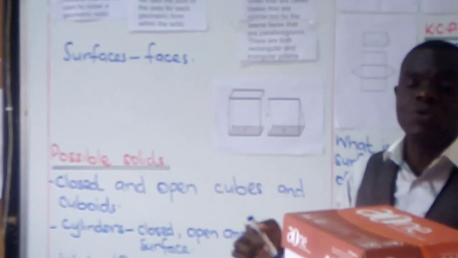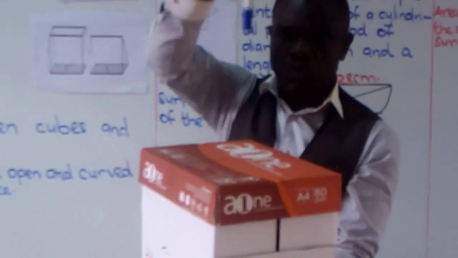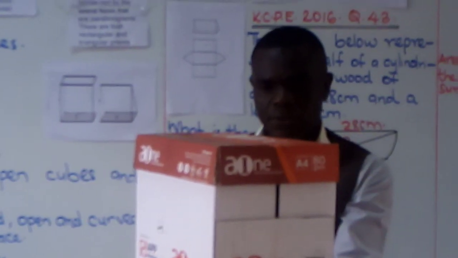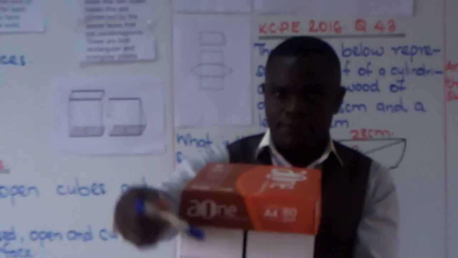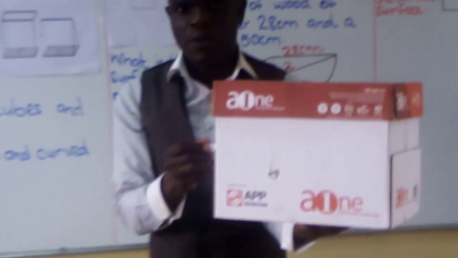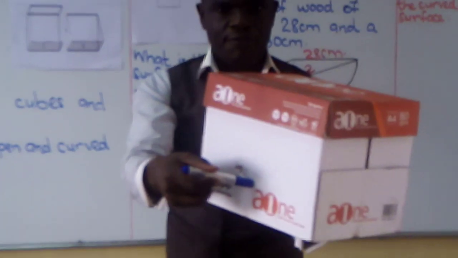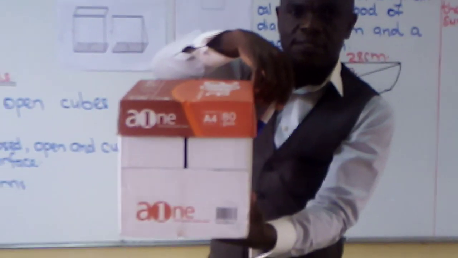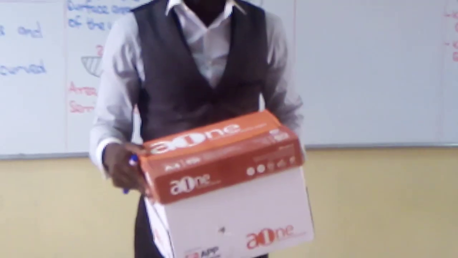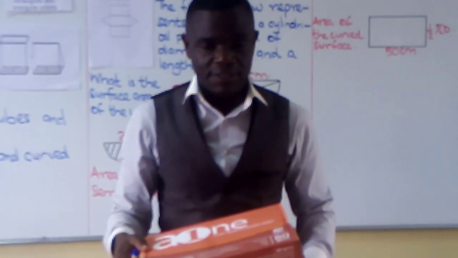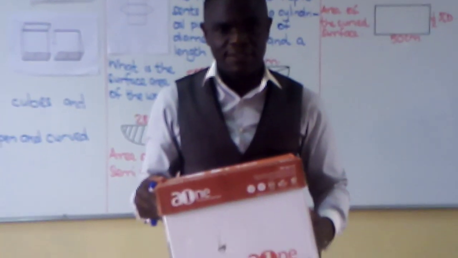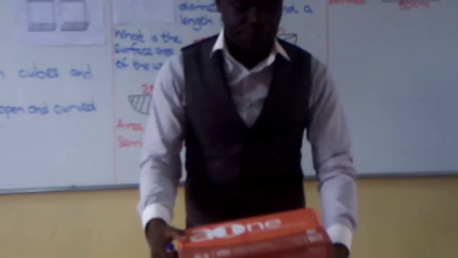So let us count together. We begin with the top. Top 1, then bottom 2. Then front view 3, then 4, okay, 5, and then 6. And so a cuboid or a cube has 6 faces. That is a closed cube. 6 faces. Hope you understand that.